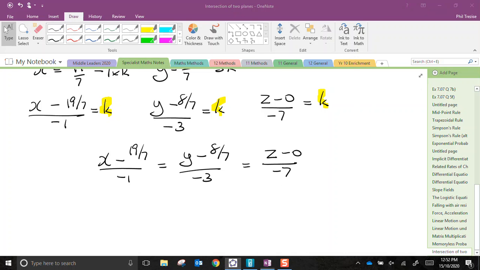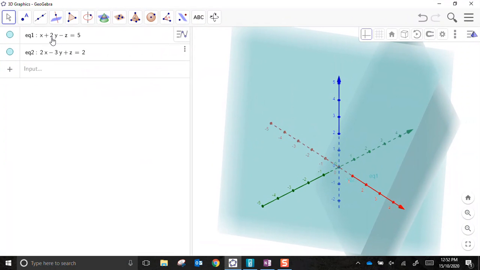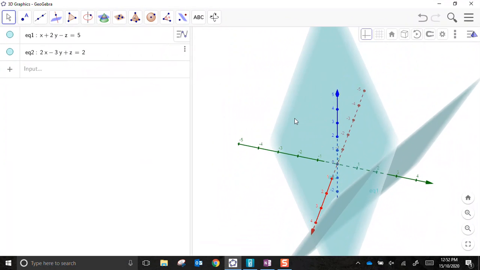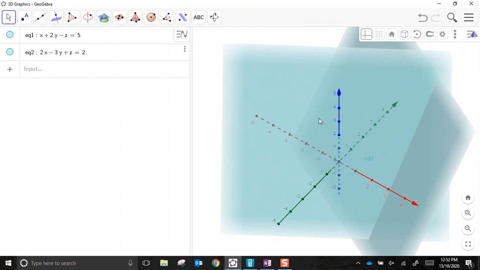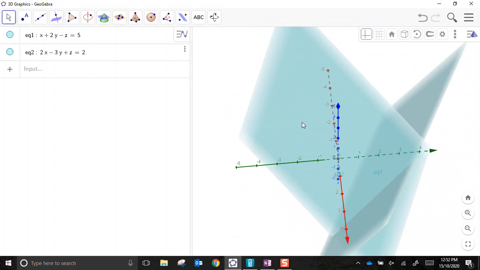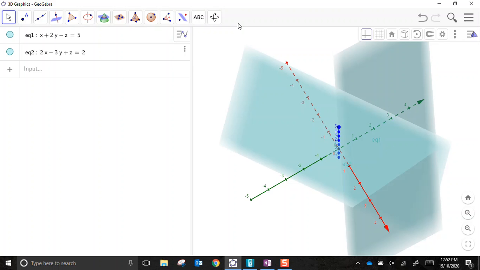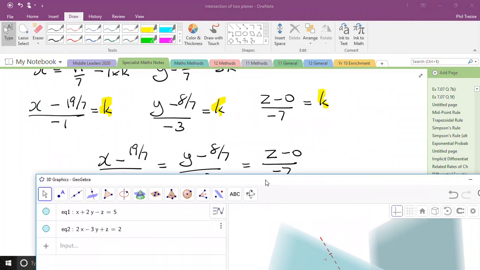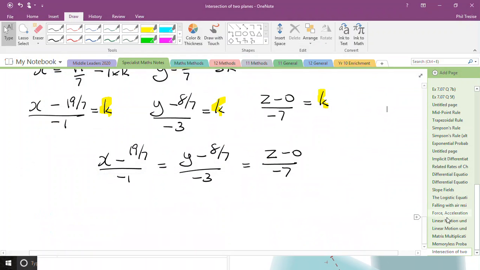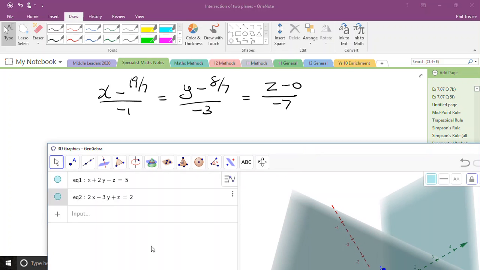Now, just to demonstrate that this isn't all just made up, here are my two equations of the plane in GeoGebra. There you can see I have an x, y and z axis, the red, green and blue, and there are the two planes, and they definitely do intersect along a line. Now, if I were to just type the equation of that line, if I can manage to have it on display, there it is, bring GeoGebra back into view a bit.